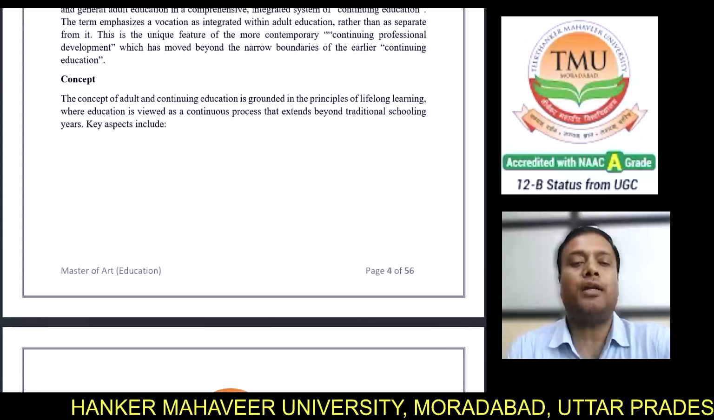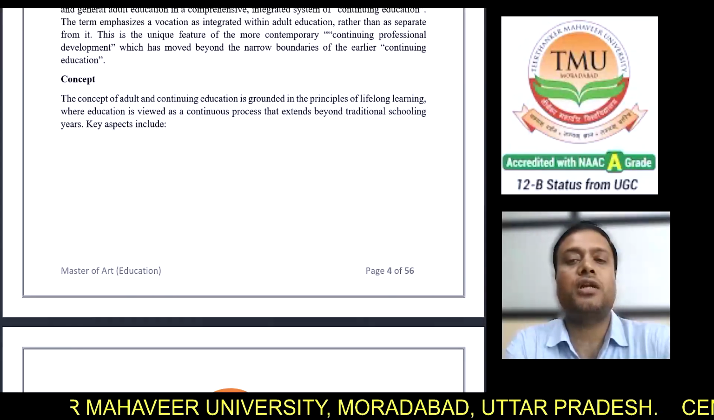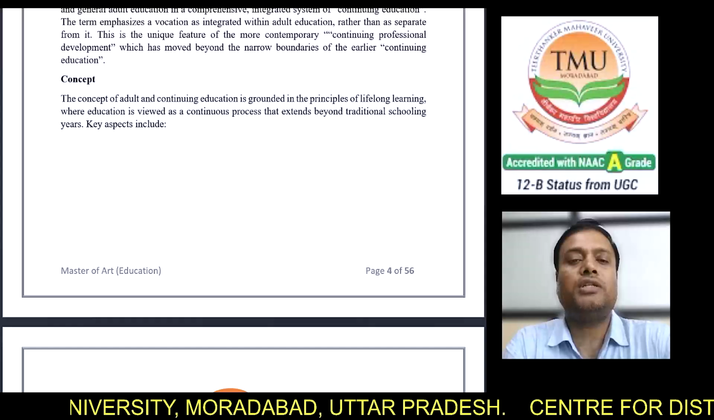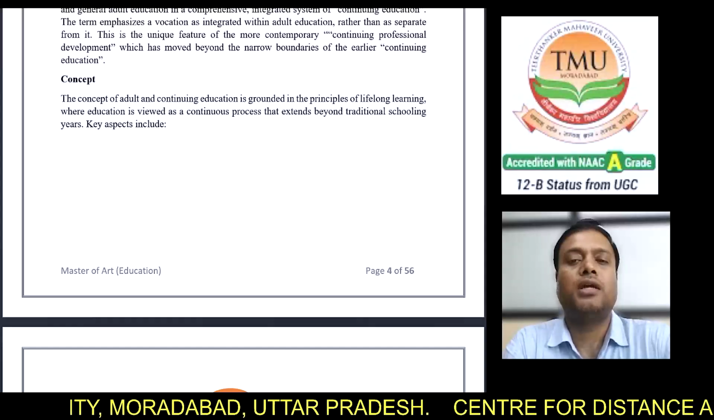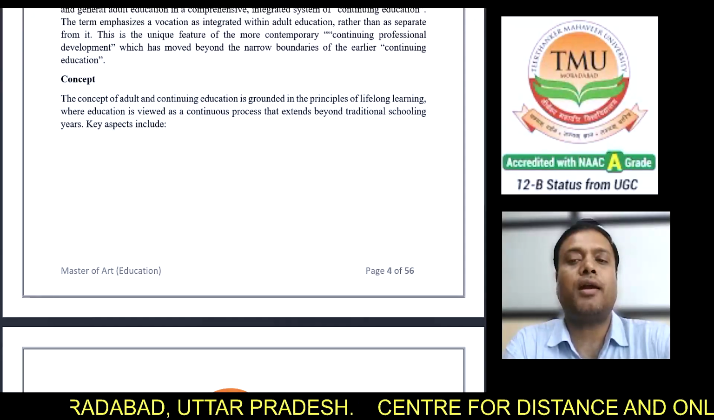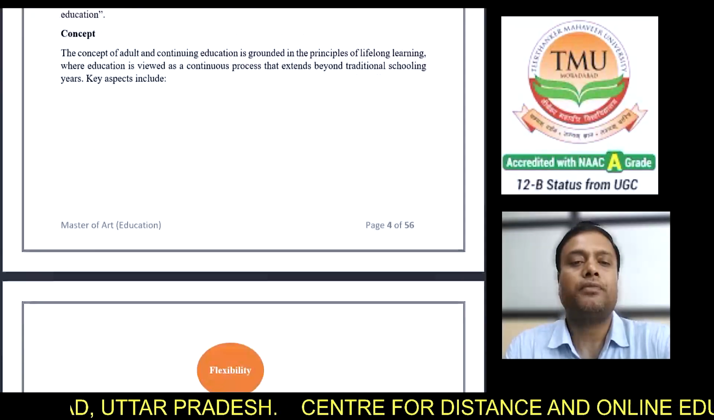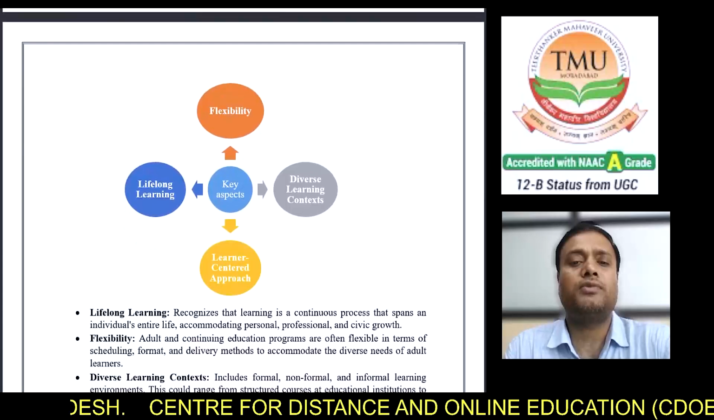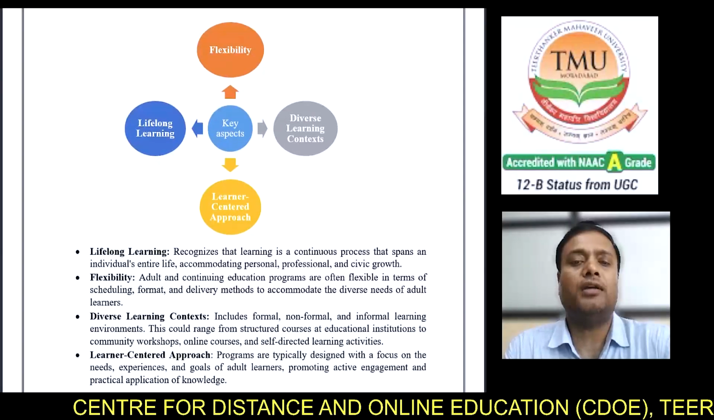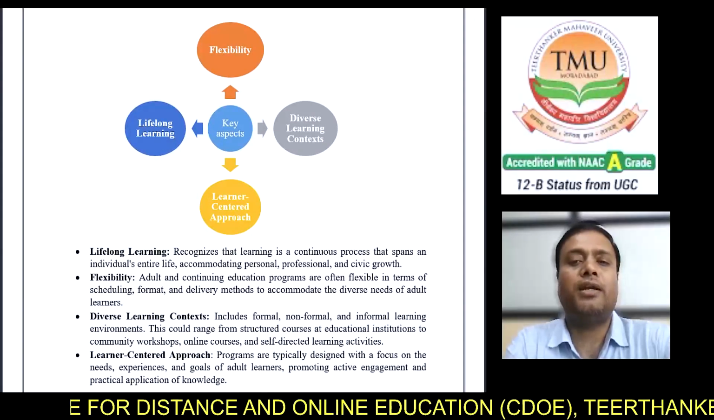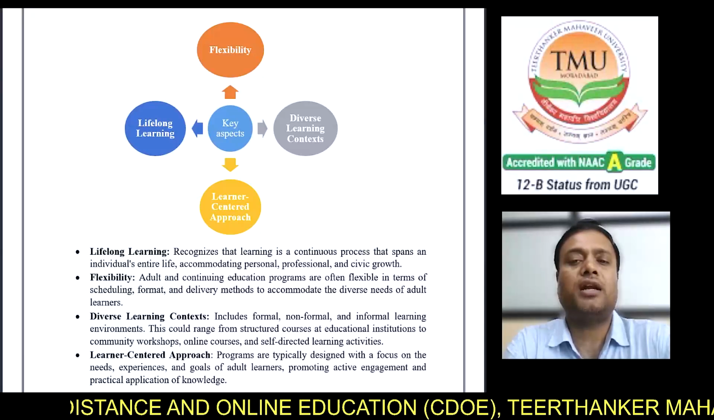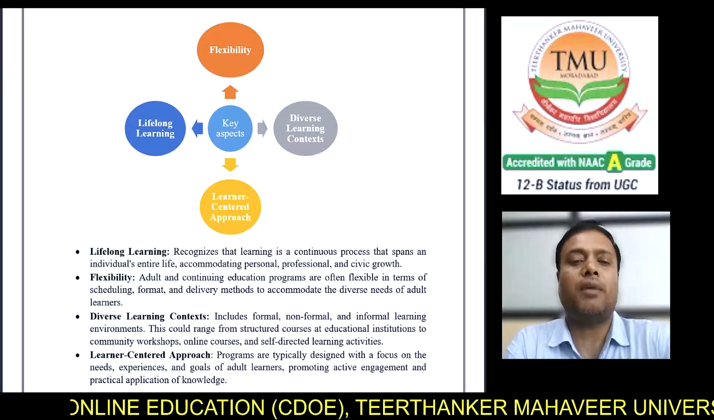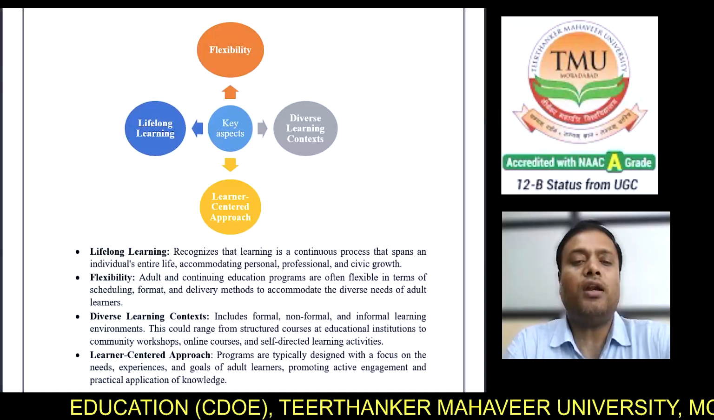The concept of adult and continuing education is grounded in the principles of lifelong learning, where education is viewed as a continuous process that extends beyond traditional schooling years. Here, four key aspects are included in these terms. First one is lifelong learning. Second one is flexibility. Third one is diverse learning contexts. And fourth one is learner-centered approach.